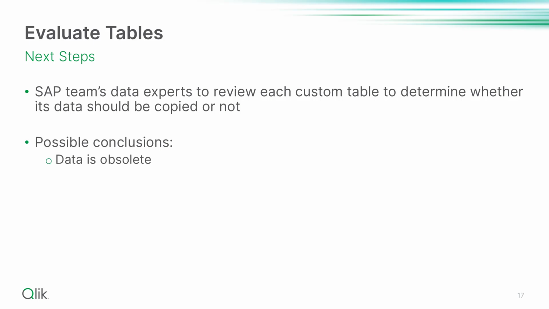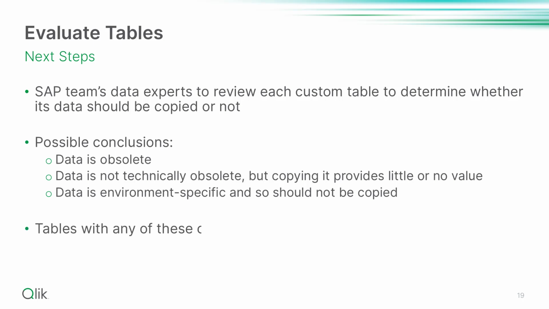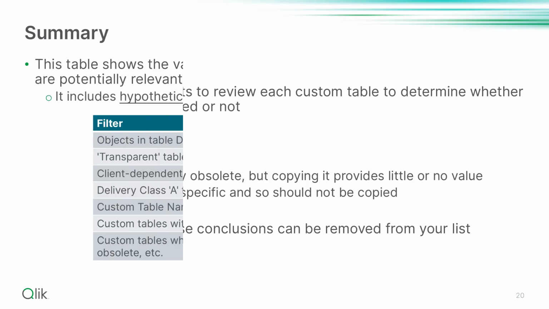The data is obsolete. The data is not technically obsolete, but copying it provides no meaningful value. The data is environment specific and so should not be copied from one client to another. If any of these conclusions are reached for a given table, then it should be removed from your list. This will help reduce the number of tables which potentially need to be added into the Gold client config.